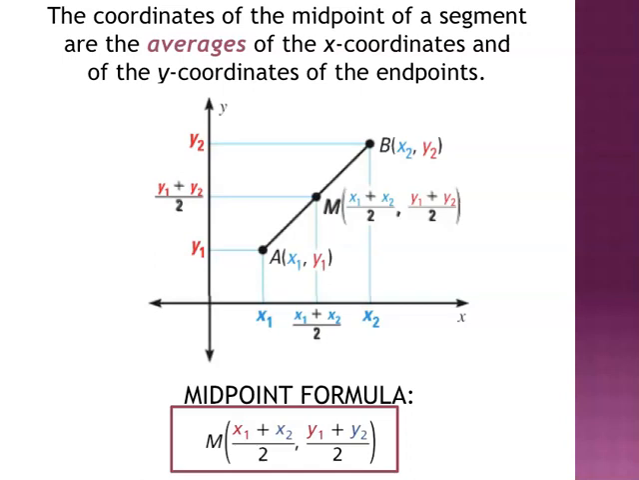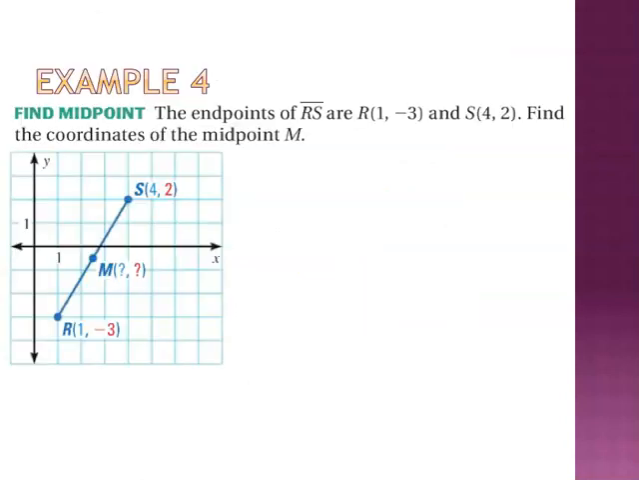Take a look at example 4. The endpoints of RS are R (1, -3) and S (4, 2). Find the coordinates of the midpoint M. So we'll use the midpoint formula.